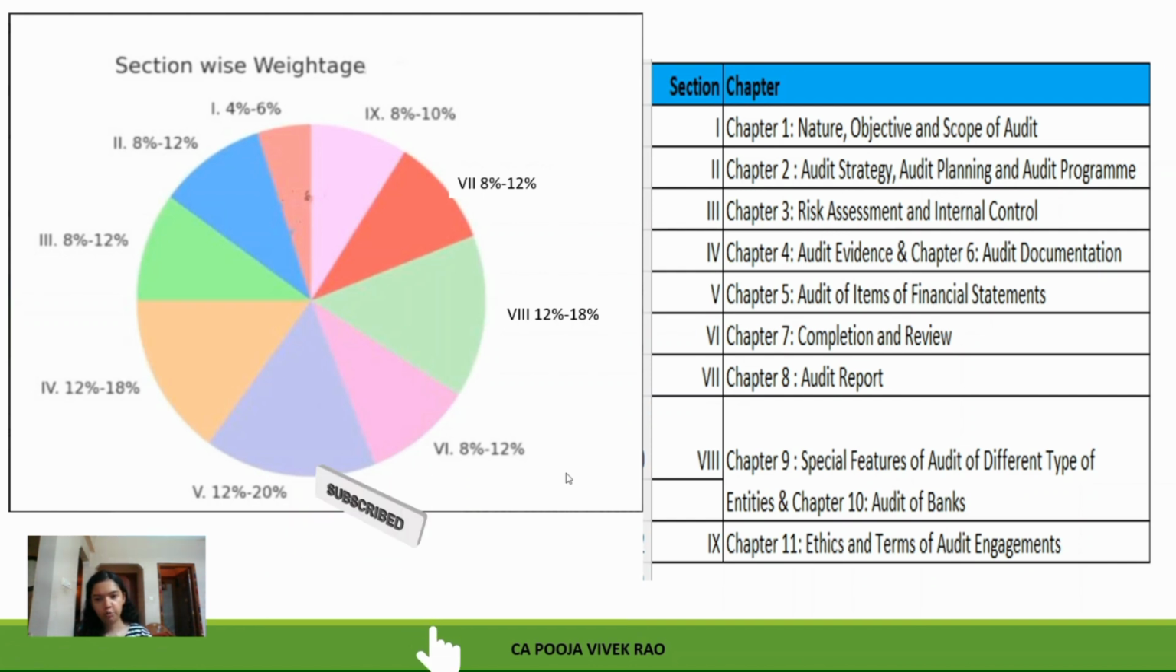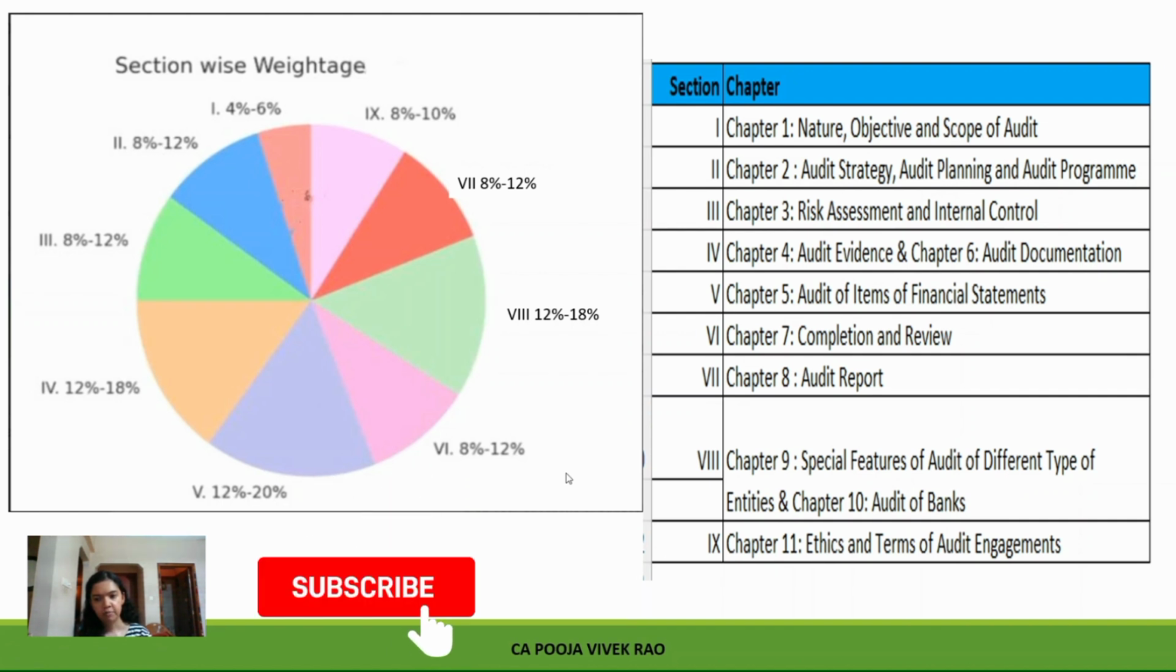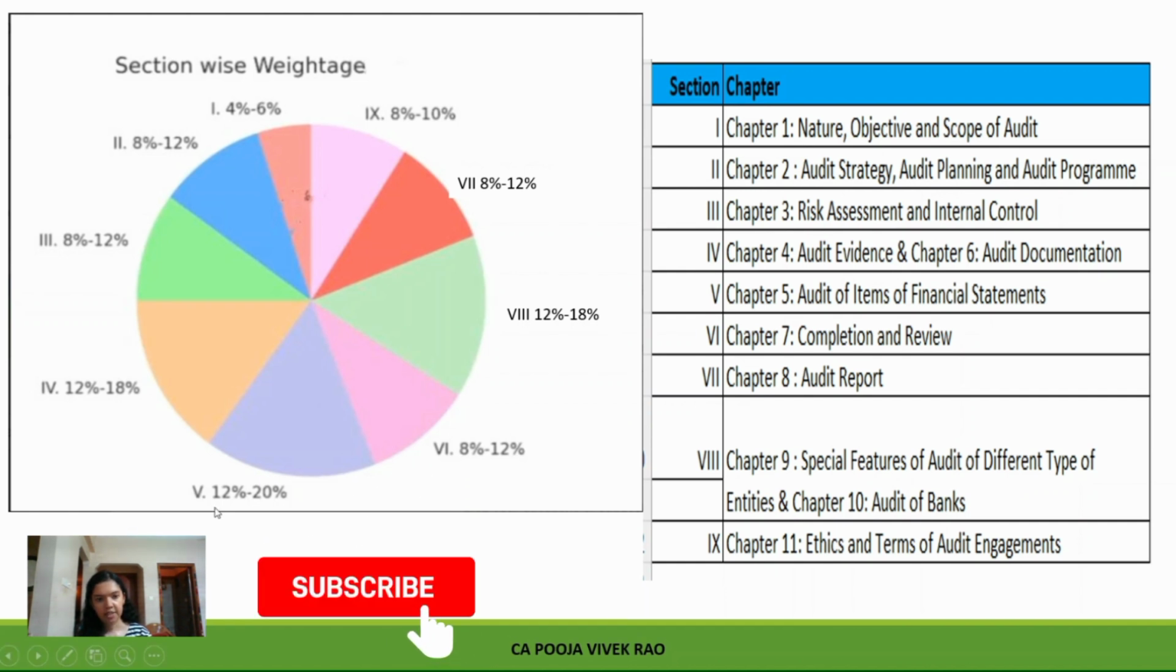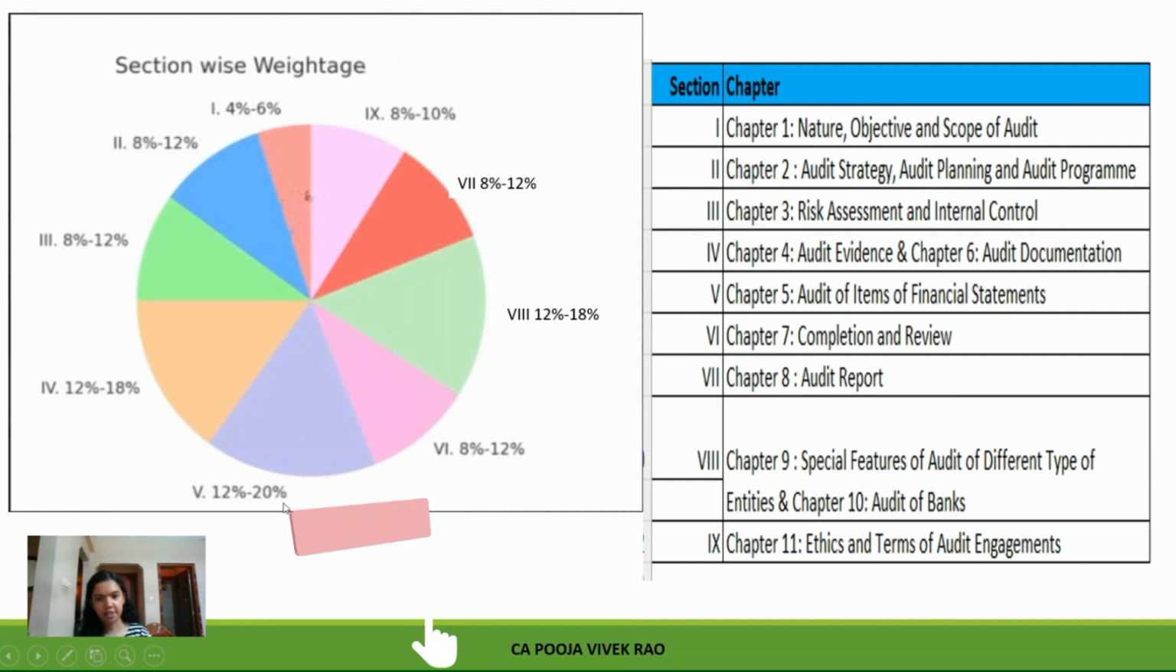Chapter 6, Audit Documentation. For this chapter, understand the purpose, nature, and extent of audit documentation, including how to prepare and maintain audit records. Learn about the completion memorandum and the ownership and custody of audit documentation in accordance with SA 230. The section wise weightage for section 5 is 12% to 20%.